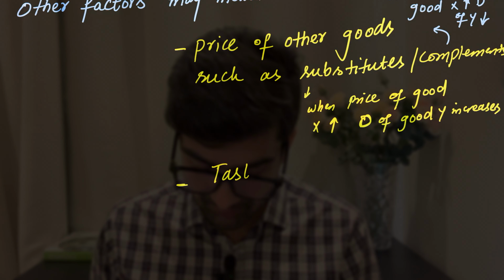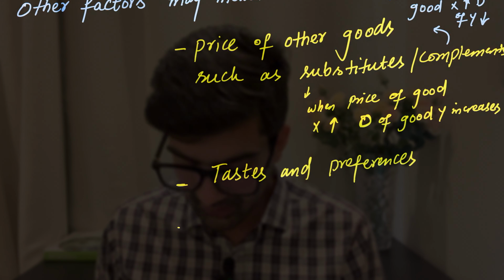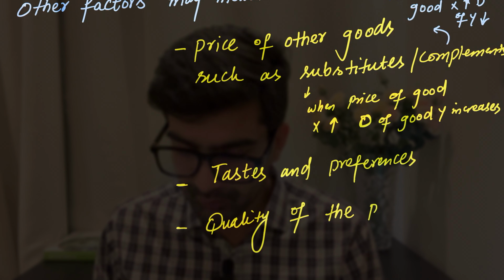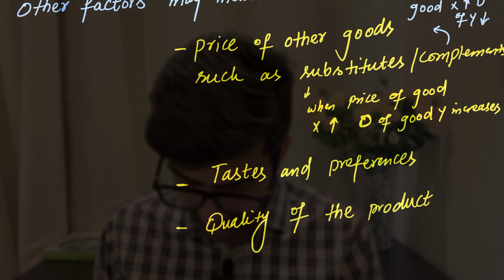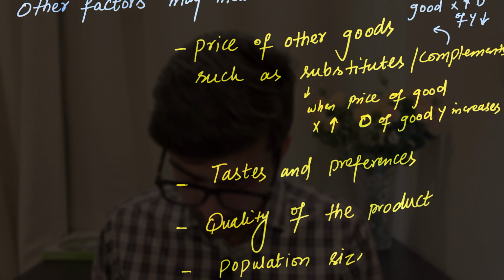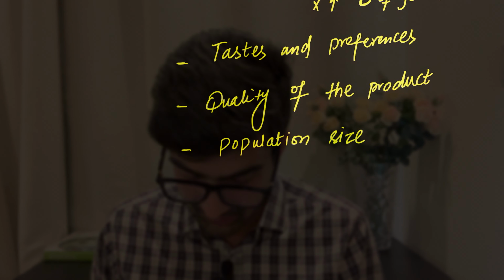Other than that, we have taste and preferences. If people prefer to buy something, the demand for that particular thing would increase. Similarly, we have quality of the product. High quality products always have an increase in demand compared with low quality products. Not only this, but population size also matters. So if population is increasing, we'll have more people, and this would lead to an increase in the demand.